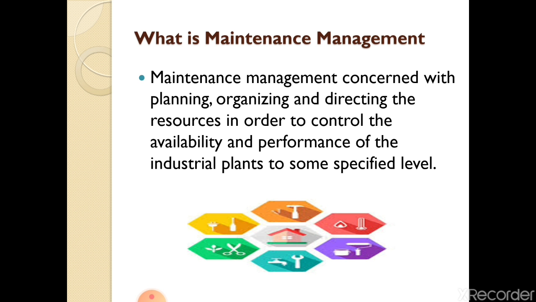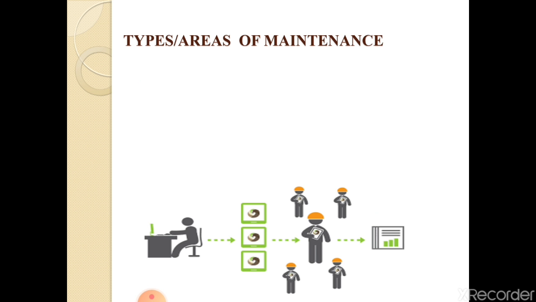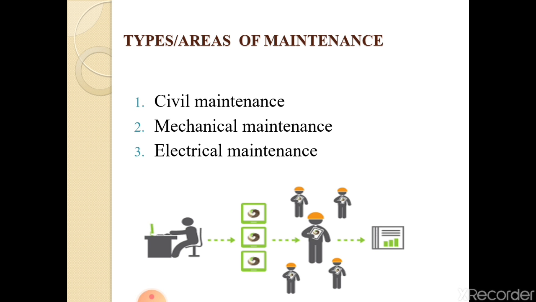So next we'll move on to the areas of maintenance. Under areas of maintenance, you have three main types of maintenance. One is civil maintenance, second is mechanical, and third one is electrical.